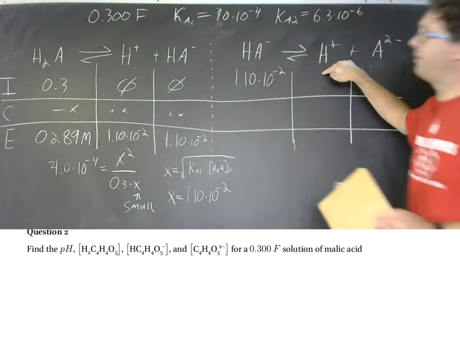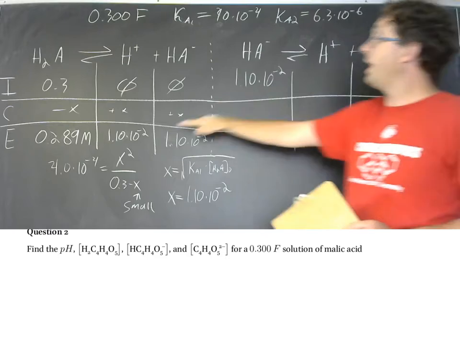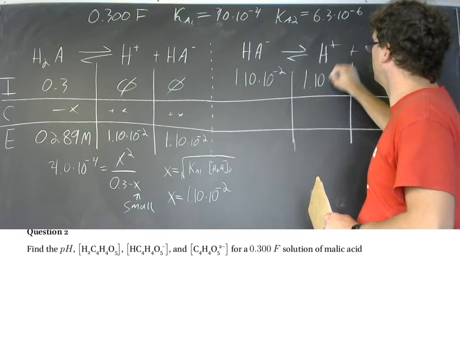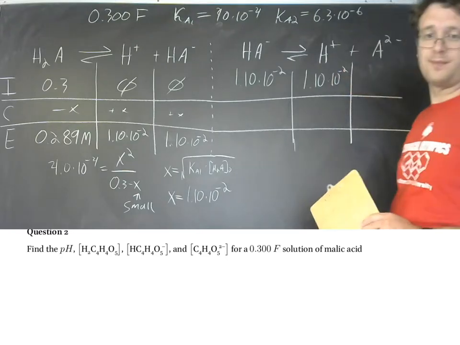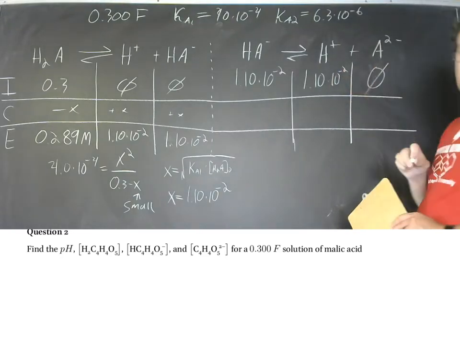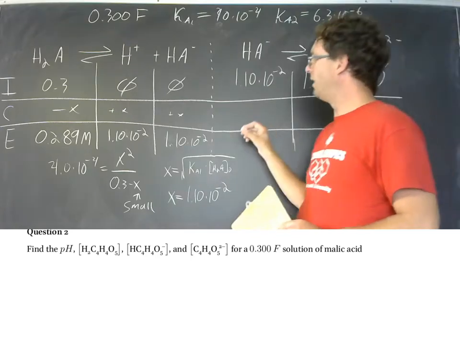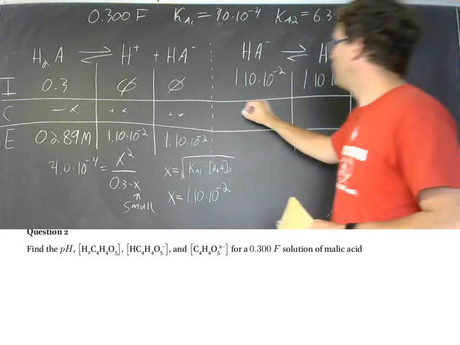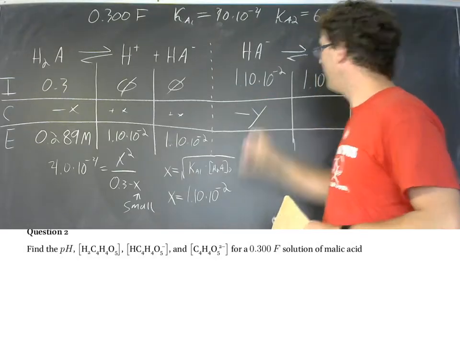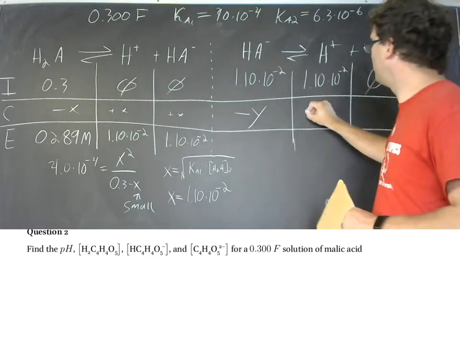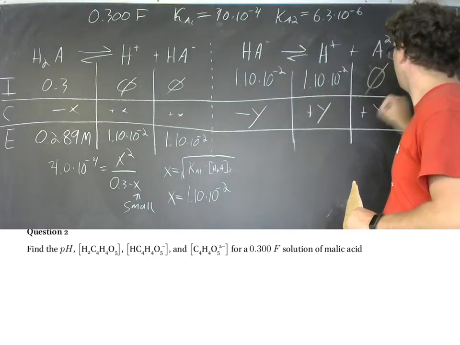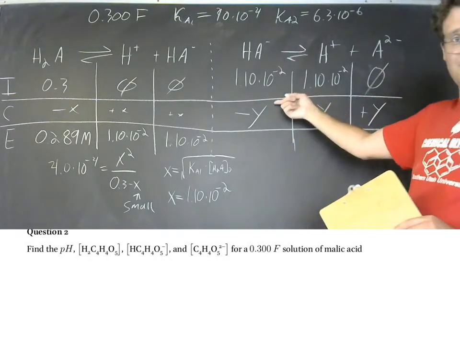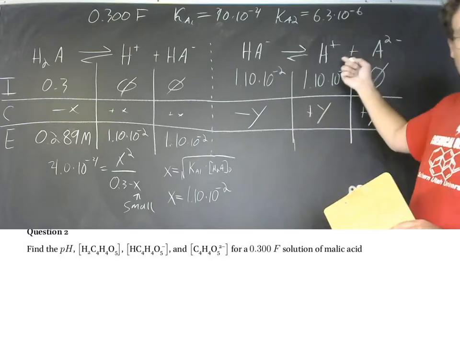And our initial amount of H plus this time isn't 0. We have quite a bit of H plus from that first step, 1.10 times 10 to the negative second. And A2 minus, this is 0. And just to make it so that it's not at all ambiguous, we'll use a different variable this time. We'll say minus y, plus y, and plus y. Y is just like x. It's just the unknown amount. Some amount of HA minus will dissociate into H plus and A2 minus.